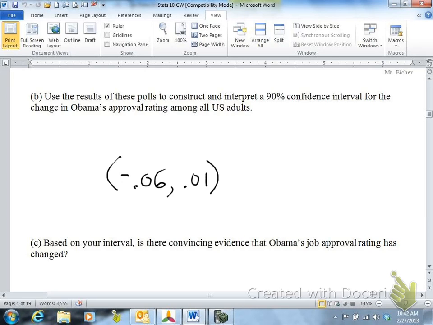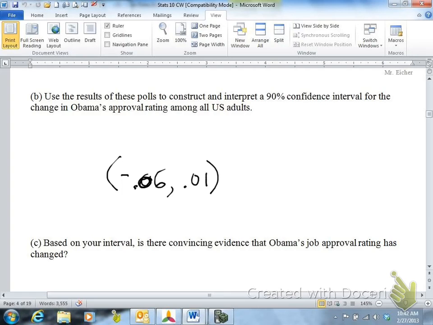0.01. So that's our answer. The difference between the two proportions, the two samples about how the president is doing, we can be 90% confident, this is the interpretation of the interval, that the actual difference between how people viewed President Obama in 2010, I think it was, and how they viewed his job in 2009, we can be 90% confident that that difference in proportions is captured by this interval, negative 0.06, comma 0.01.